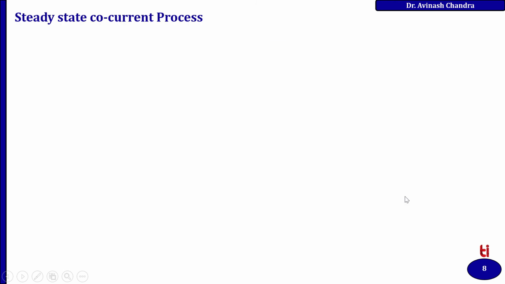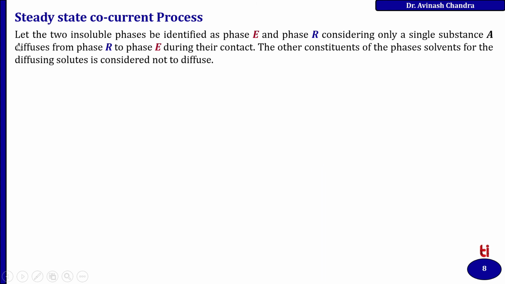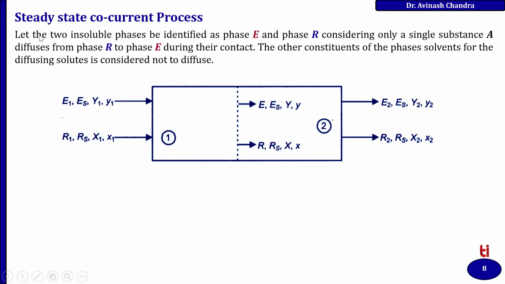Then steady state co-current processes. In this case, let us consider two insoluble phases E and R entering a system where E1 and R1 are the flow rates.